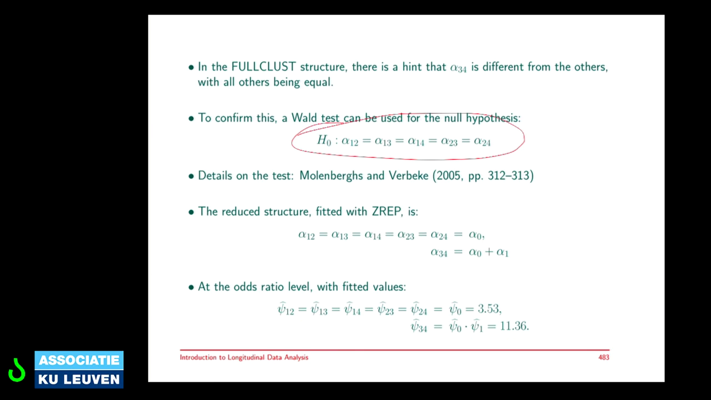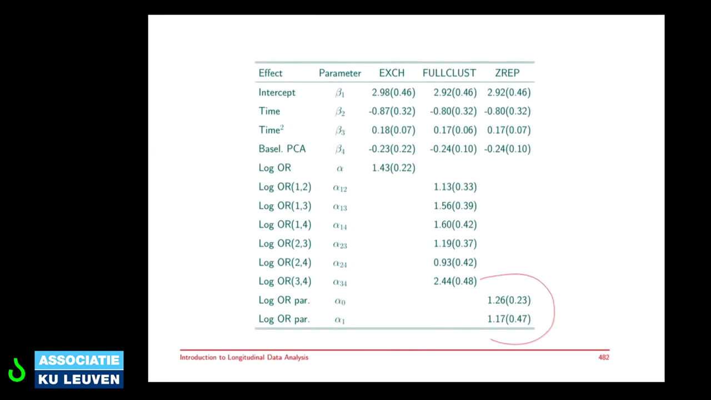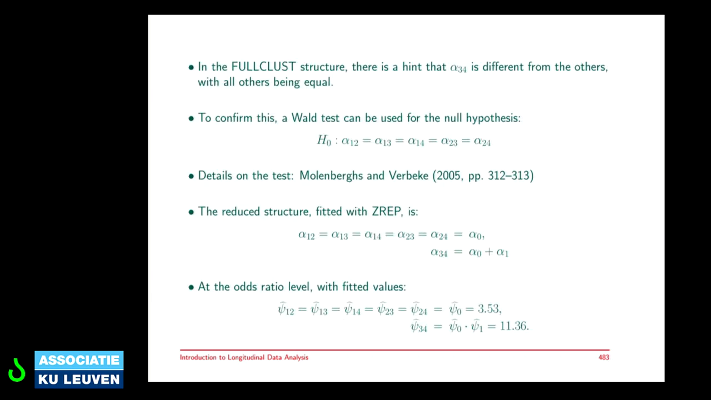And if we do that, then we say, okay, the first 5 are the same. I'm saying the same as I said on the previous page. And the last one is that same value plus an excess. We've seen the numbers on the previous page, 126, 117. But if you translate that on the odds ratio scale, of course, because of the exponential nature, it's a bit more dramatic. The odds ratio is 3.5 between all pairs except for the last, at which time it's 11.5, more or less.